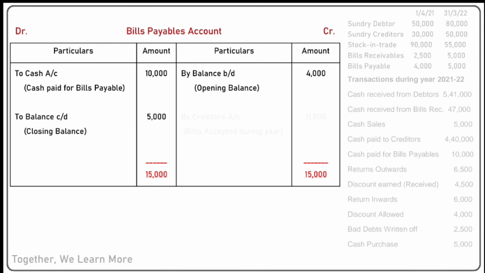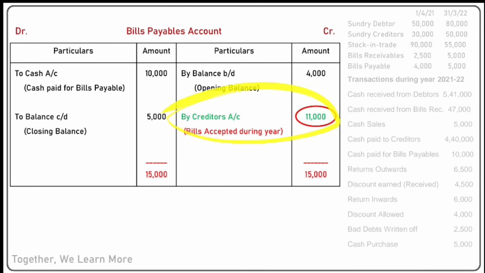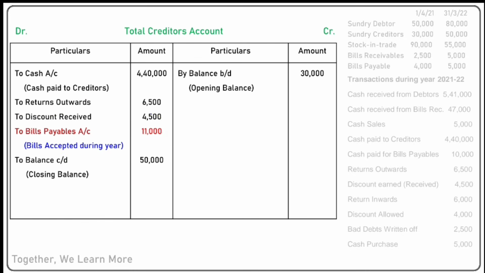Close bills payables account. 10 plus 5, 15,000 minus 4,000 will get 11,000 balance, that is bills accepted during the year, transferred to creditors account. Transfer to creditors account debit side.